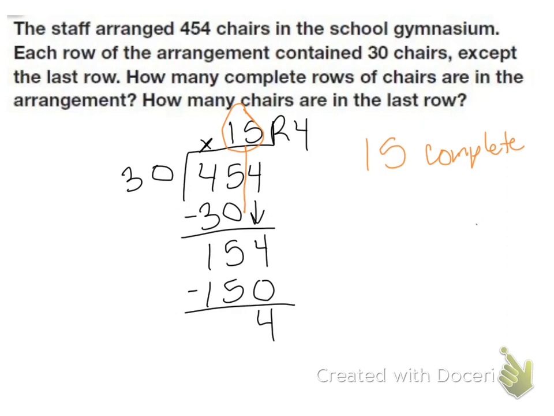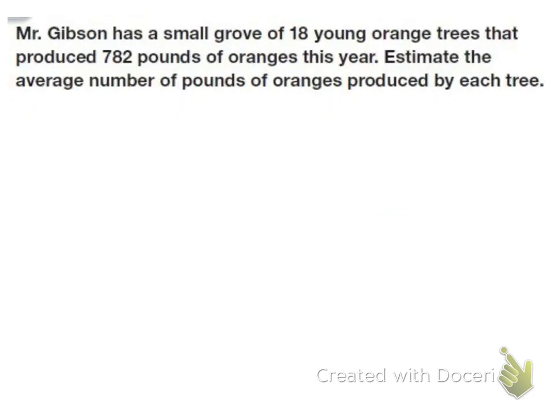Okay, then it says how many chairs are in the last row. The last row is going to have just 4 chairs because that's my remainder. Okay, so let's do the next problem.